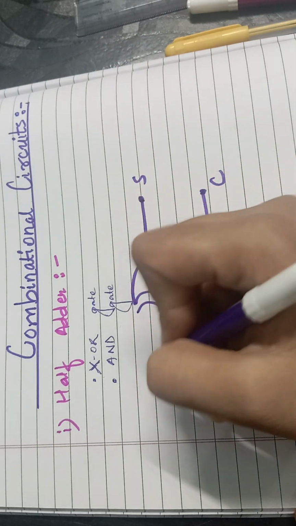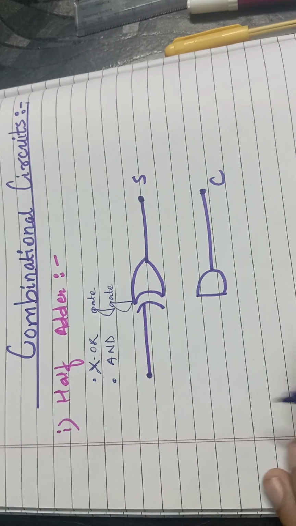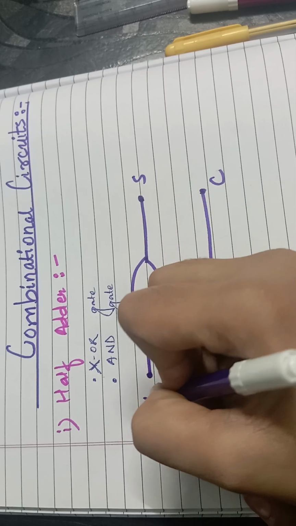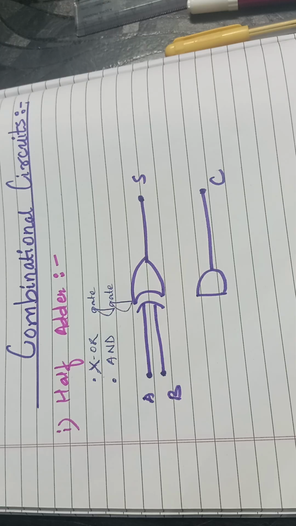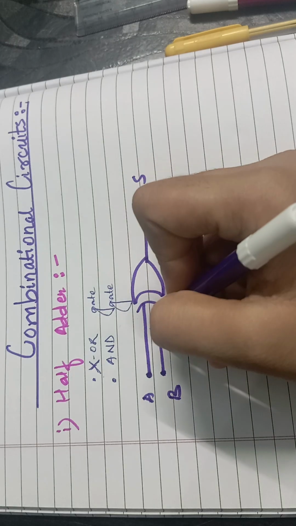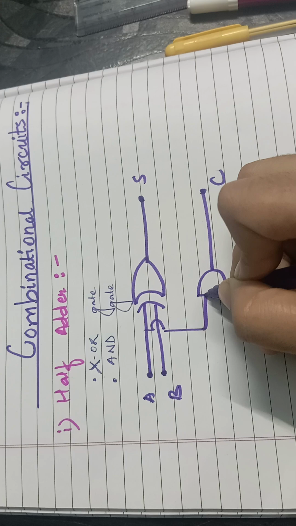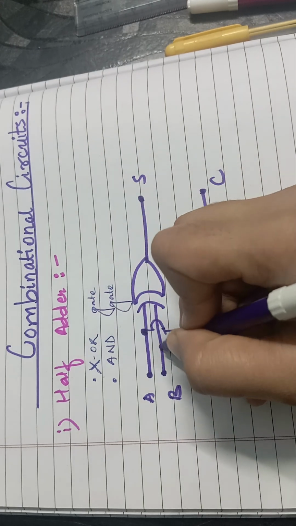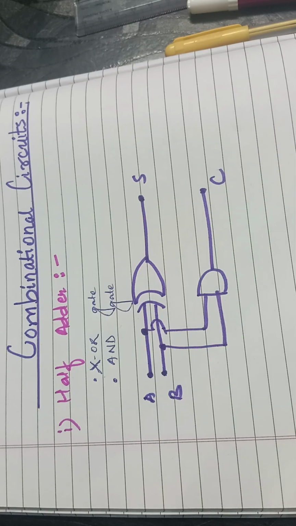Now let us make the input. The input will be like this: A, B. These are the inputs, and this input will also go to the AND gate. This is the circuit of the half adder.